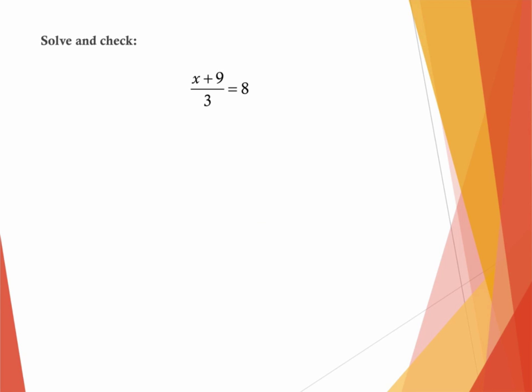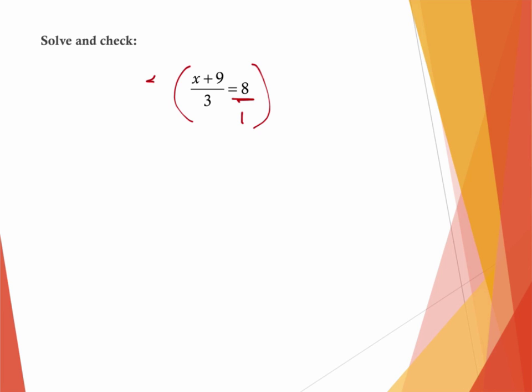Our next example, we have x plus 9 over 3 is equal to 8. Again, there are several ways that we can attack this problem. We can start by multiplying through by the LCD, which is 3, because there's one fraction here. Or since we have a proportion here, one fraction equal to another fraction, I could cross multiply. They actually end up doing the exact same thing, whether you multiply by 3 or cross multiplying, we're still just multiplying to get rid of that 3 in the denominator.